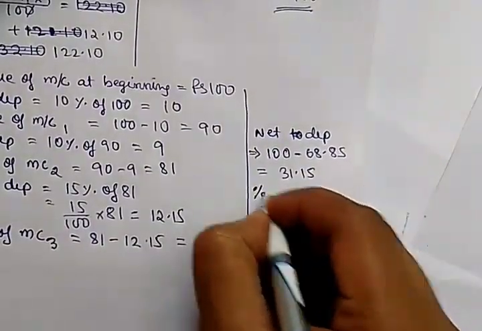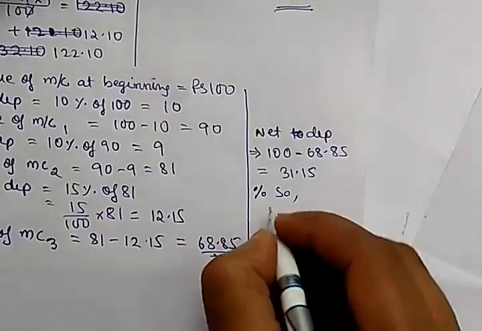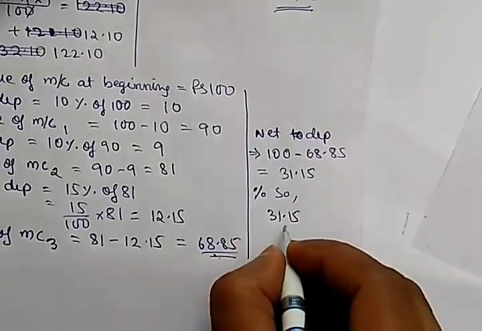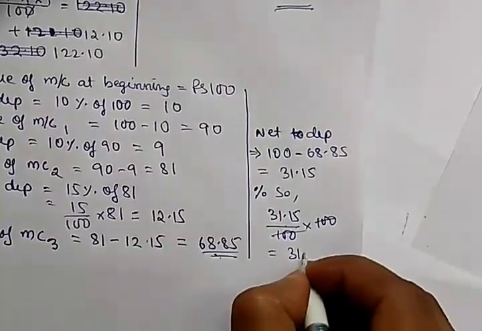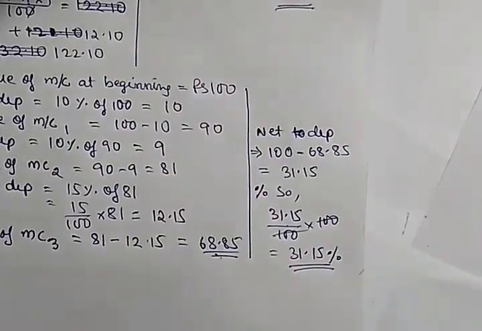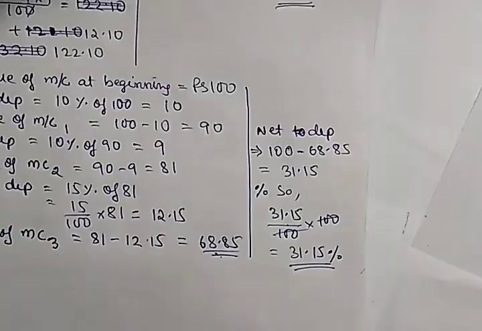We have to express it in percentage form. So 31.15 is the depreciation amount on rupees 100 and this is for percentage. So this will cancel out. The answer will be 31.15% is the depreciation percentage.